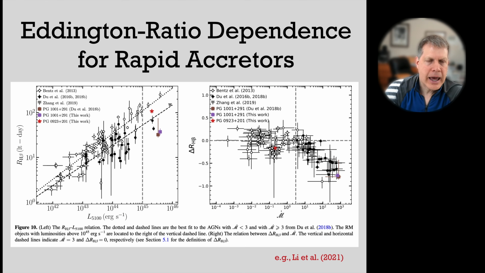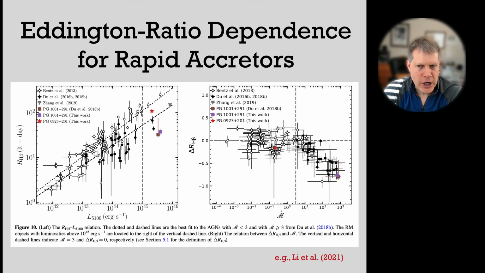Okay, this indicates that luminosity is not the only factor setting the size of the broad-line region, but that Eddington ratio also matters. And here is their nice plot showing the difference in the region size for H beta plotted versus Eddington ratio.